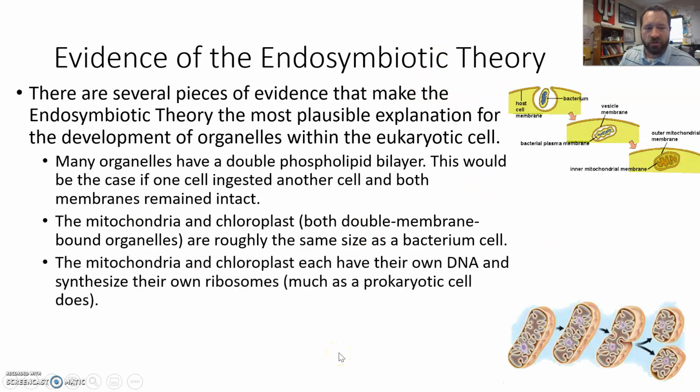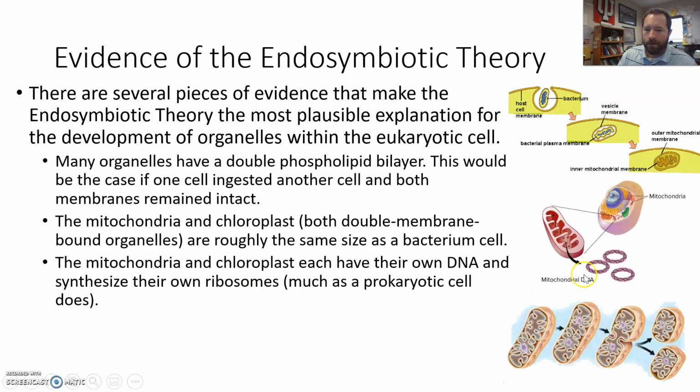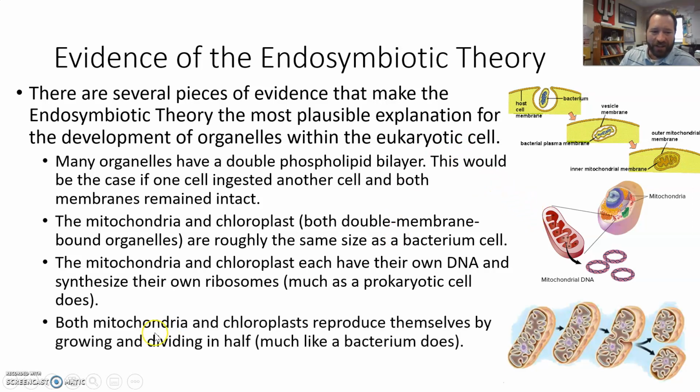Here's another very interesting one. Mitochondria and chloroplast each have their own DNA. And look at that. It's also circular DNA, very much like bacteria DNA. Very interesting. And then finally, mitochondria and chloroplast also reproduce themselves.